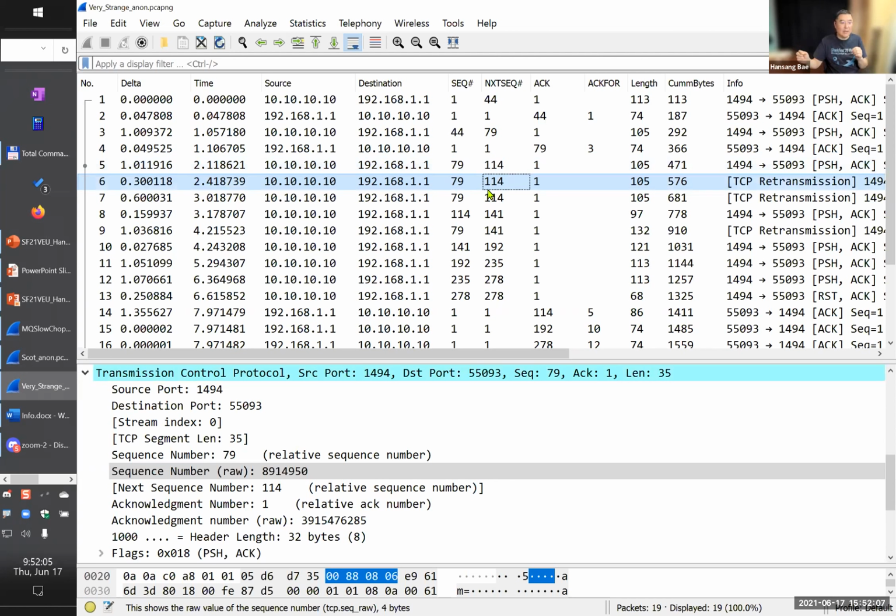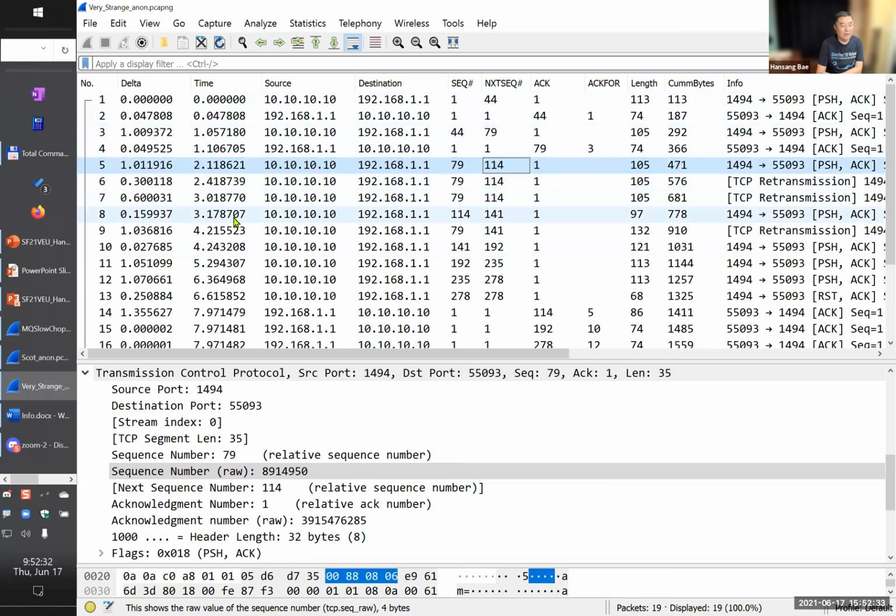But there's another kind of retransmission, and this is retransmission timeout, meaning I waited long enough, I didn't hear from you, I'm gonna assume the packet was lost and I'll transmit that packet, okay? And the way to see that is to, remember, this is delta from previous packet. This is the time since beginning of the capture.